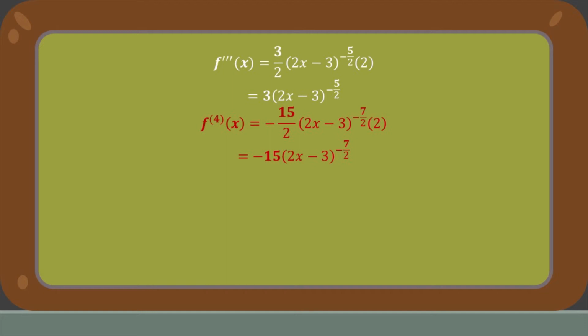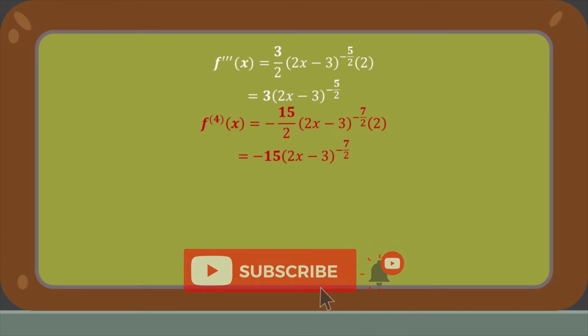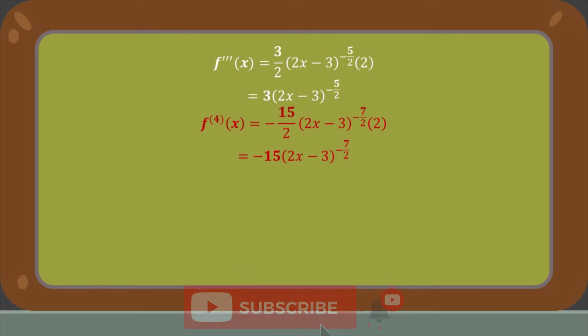And for the fourth derivative, we have the final answer. We have negative 15 over 2 times the quantity 2x minus 3 raised to the power of negative 7 over 2 times 2, or simply we can write it as negative 15 times the quantity 2x minus 3 raised to negative 7 over 2.